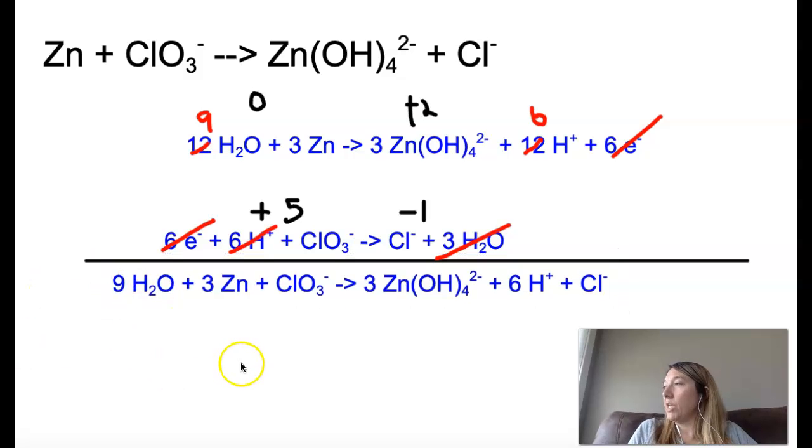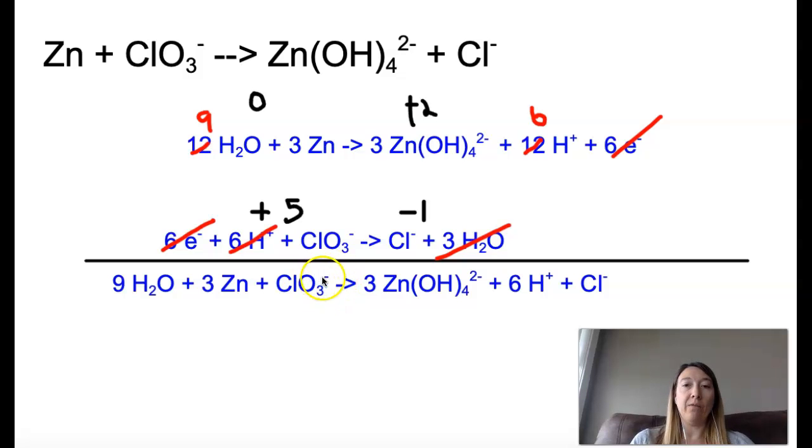So let's make sure that it works. Okay, we have 18 hydrogens. And we have 3 times 4, so 12 plus 6, so we have 18. Sorry, for a second there, I thought it wasn't working, and I was like, what did I do wrong? Okay, so 18 hydrogens, 18 hydrogens. We have 9 oxygens plus 3 more, so we have 12 oxygens. We have 3 times 4, so 12 oxygens. We have 3 zinc and 3 zinc. We have 1 chlorine and 1 chlorine. So atoms, good to go.